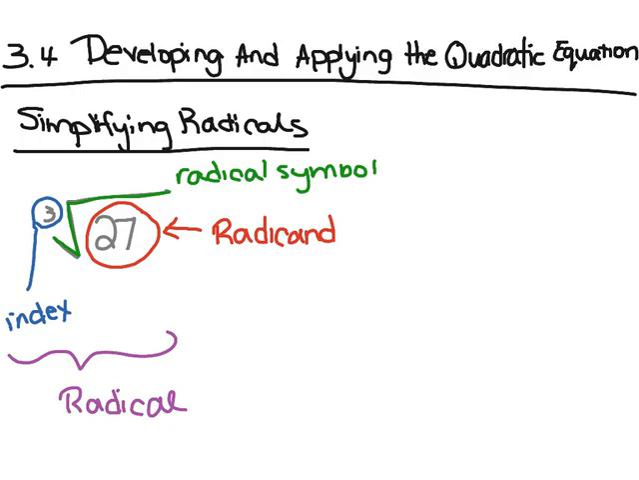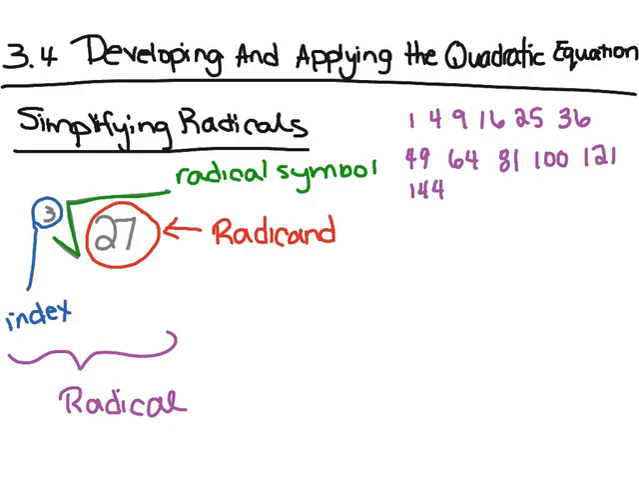So I'm just going to go over square roots. We need to remember our square numbers. Just try to remember them always. 1, 4, 9, 16, 25, 36, 49, 64, 81, 100, 121, and 144. Just keep in mind those square numbers. The faster you can remember them, the faster it will help you solve the radicals.